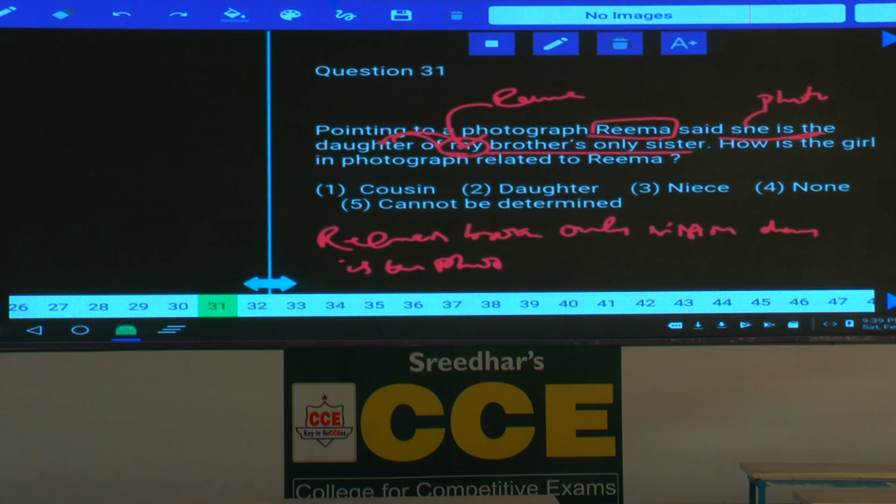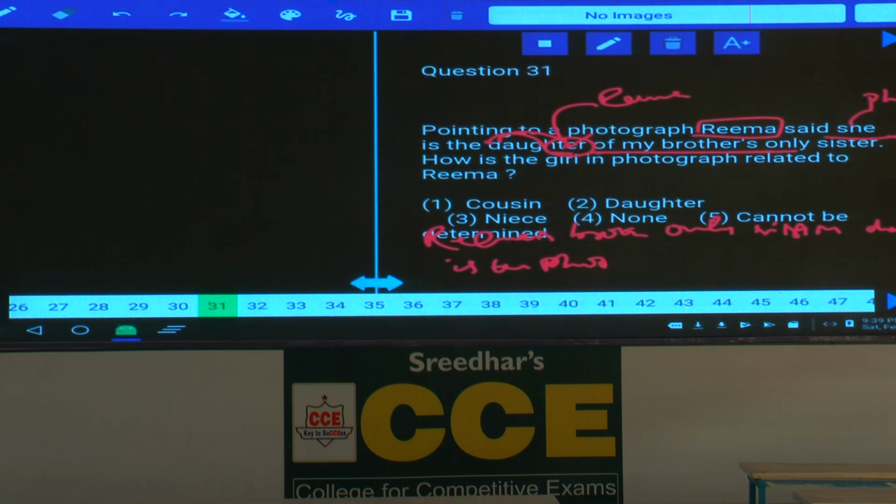Now represent this in the form of a family tree. Rima's brother: "my" means Rima, and Rima has a brother, A. Brother's only sister is none other than Rima, isn't it? Rima's brother's only sister is Rima, and before this "my", there is a daughter. Now who is that person here? The person in the photograph is the daughter of whom? Daughter of this Rima.